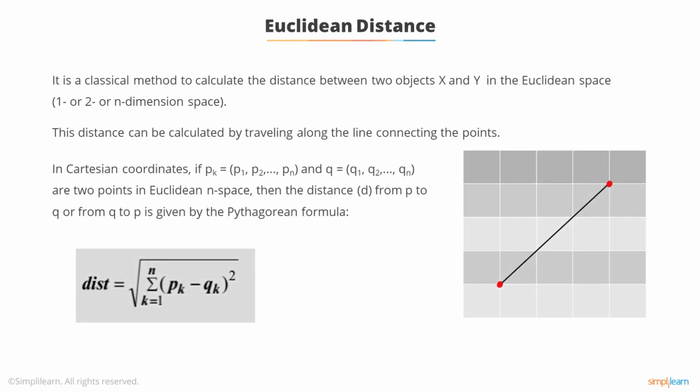Now let's talk about Euclidean distance. This is a classical method to calculate the distance between two objects x and y in the Euclidean space, which could be 1, 2, or n-dimensional. And this distance can be calculated by traveling along the line connecting the points. So when you think about Cartesian coordinates, if p subscript k from p1 through pn and q equals q subscript 1 through qn are the 2 points in the Euclidean n space, then the distance d from p to q, or from q to p, is given by the Pythagorean formula, where distance is computed as the square root of the sum of all values from 1 to n of pk minus qk squared.